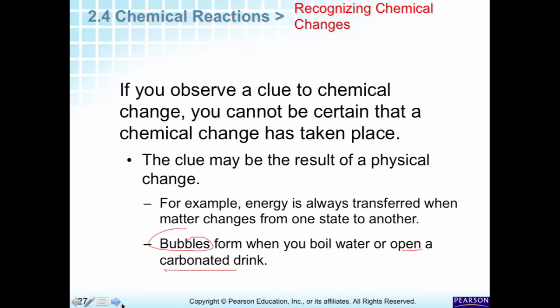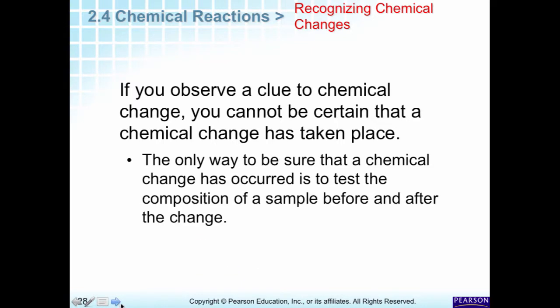It's something you could see, but it might not always be there. It's a clue. It's not the be-all, end-all. What you have to do to determine if it really was a chemical change is test the sample beforehand. Know what its composition is beforehand and then after. Are they different? Then you know you have a chemical change.